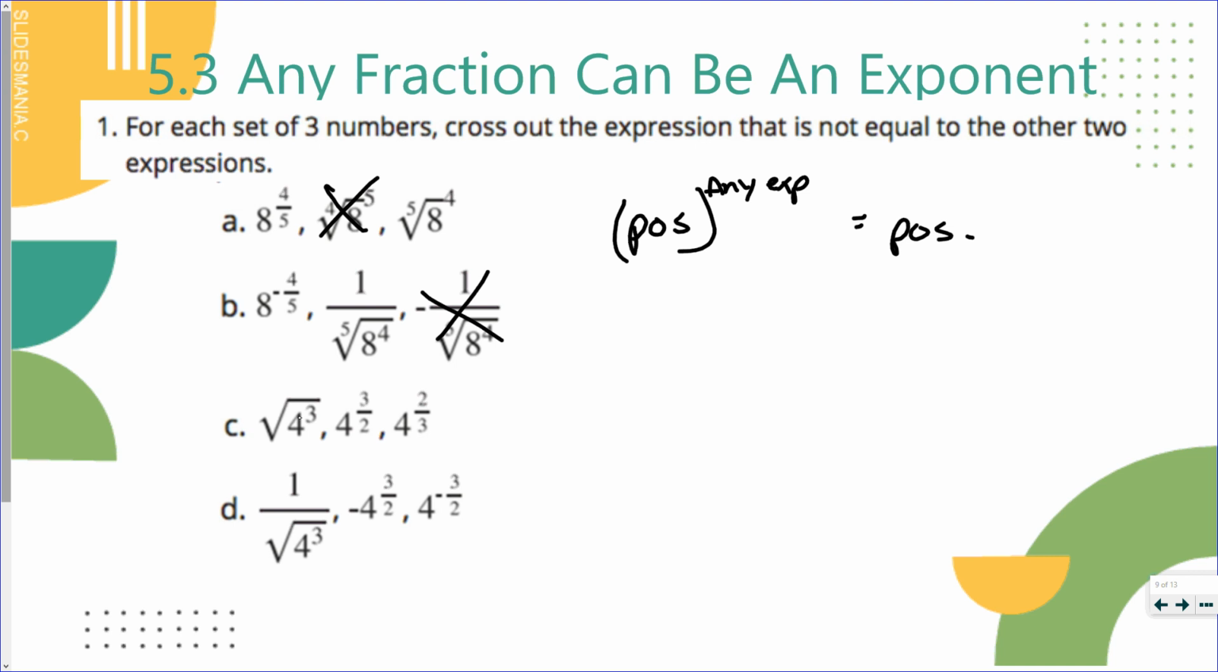Okay, square root of 4 to the 3rd. So that's going to equal, this is like a 2, so we'll have 3 over 2. That matches, that matches, that one's out. Okay, and 1 over root 4 to the 3rd. As we said before, your answer will never be negative for that. So we'll cross that one out. So it becomes 4 to the negative 3/2 power.